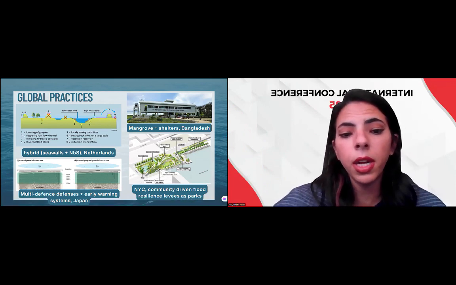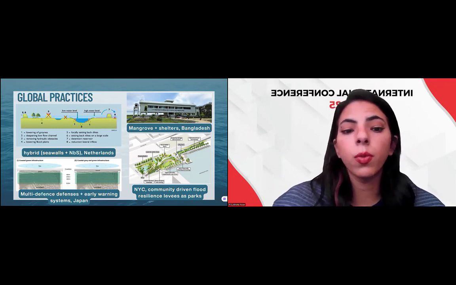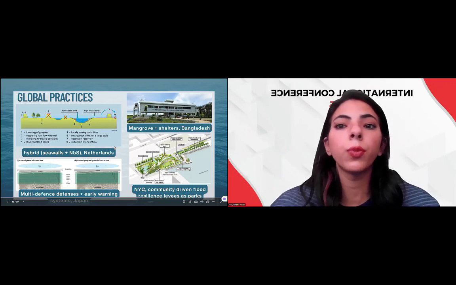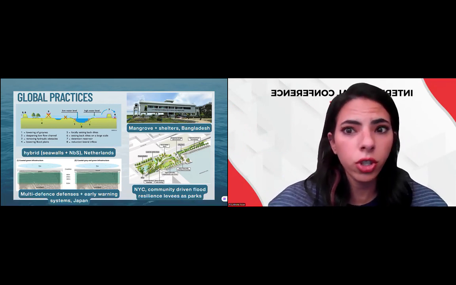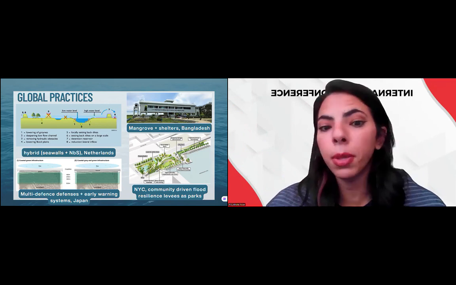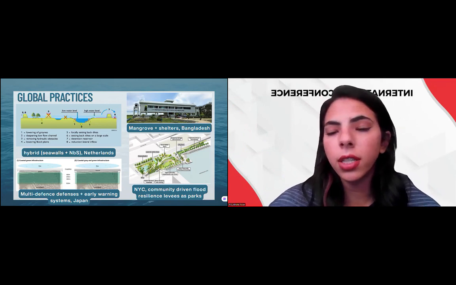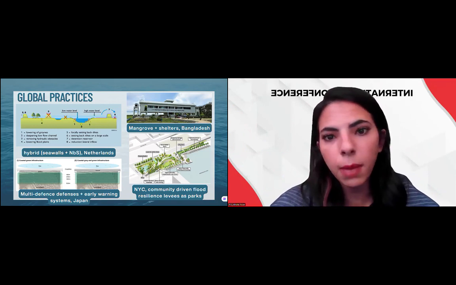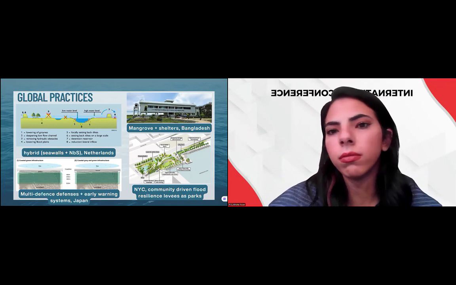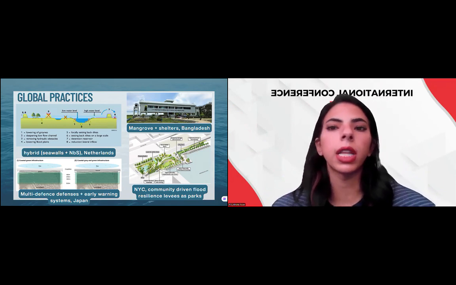Followed by that, we have the multi-defense system and early warning systems, which was based in Japan. However, this was highly integrated with technology. They used a lot of technology in order to achieve that because of their advancement in it. So it was easier for them to apply. That could be integrated in the current landscape. However, it could take longer due to the technological advancement progress that we're at the moment.